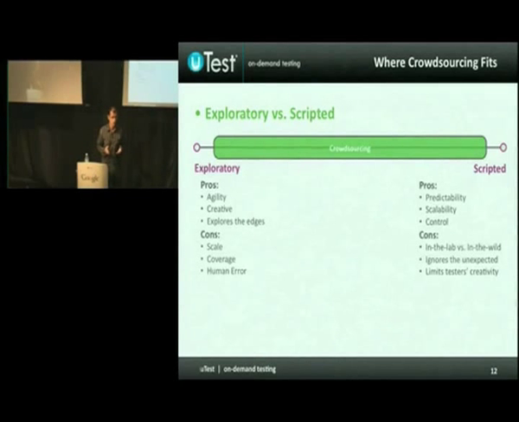Crowdsourcing can do both, and it should do both, although it excels on the exploratory side. This is where it really gives a value. But you can basically do both. You can get coverage across a wide range of devices, across a wide range of countries, locations, carriers, networks, OSs. But it can really excel in exploratory-based testing when you're using good testers in the crowd to really explore your application.